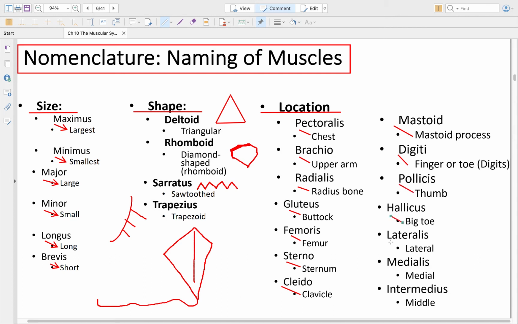These ones are straightforward. Lateralis means lateral. Let's say our quads, for example. There's a lateralis, there's a medialis, and an intermedius. Clearly lateralis is lateral to the midline. Medialis is medial to the midline. Intermedius is in between.